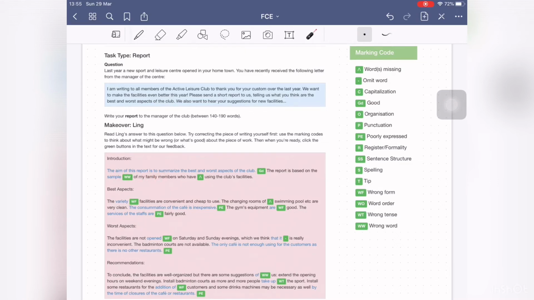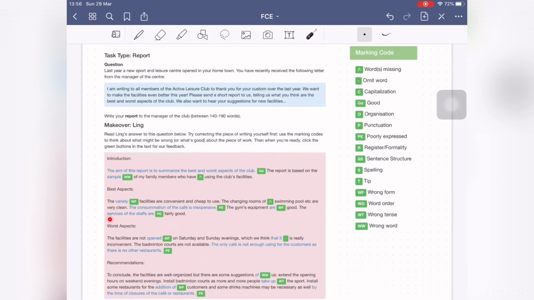It says, the aim of this report is to summarize the best and worst aspects of the club. The report is based on the sample of my family members who have using the club's facilities. Now, we can see that the first sentence is the objective of the report, and then the second sentence is what is the source of information for the report. In this case, it is the family members, correct? We have some corrections that we can make here, but we're not focusing on them. Okay, let's go to the other 2 paragraphs.